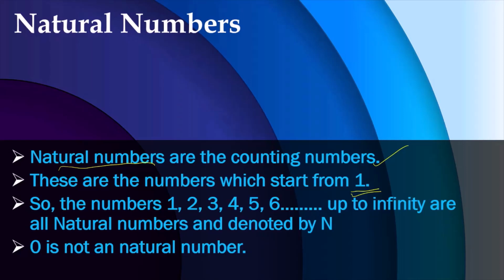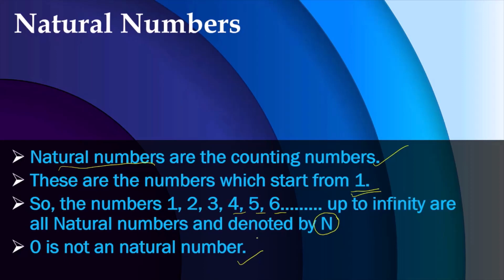Hence, the numbers 1, 2, 3, 4, 5, 6, all these numbers are called natural numbers, and we denote this set of numbers with capital N. A special case to be noted here is that 0 is not taken as a natural number.